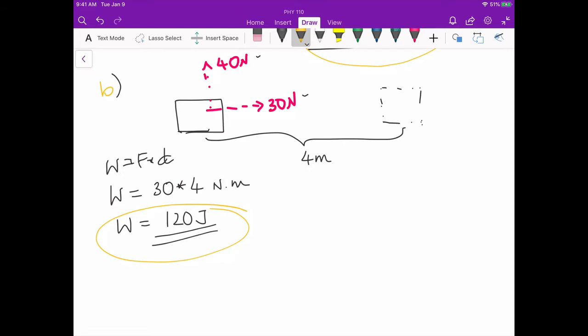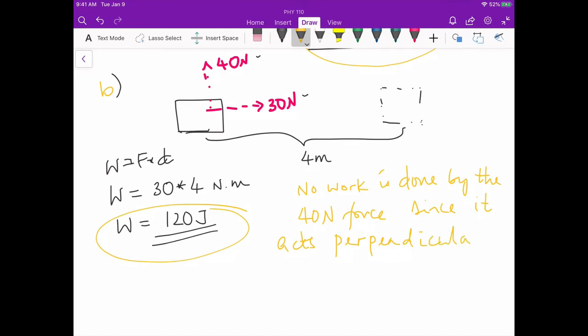How about the 40 Newton? No work is done by the 40 Newton, since it acts perpendicular to the distance. Okay. All right. Does that make sense?